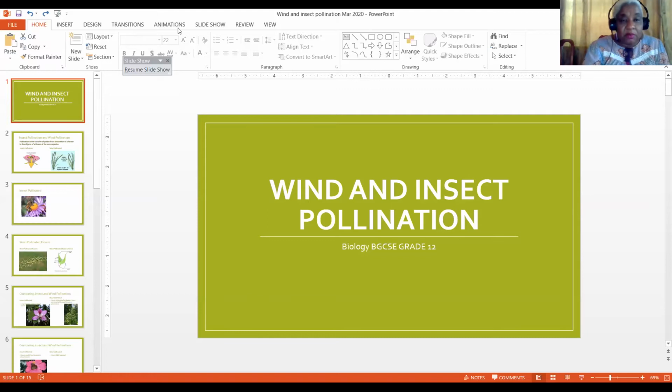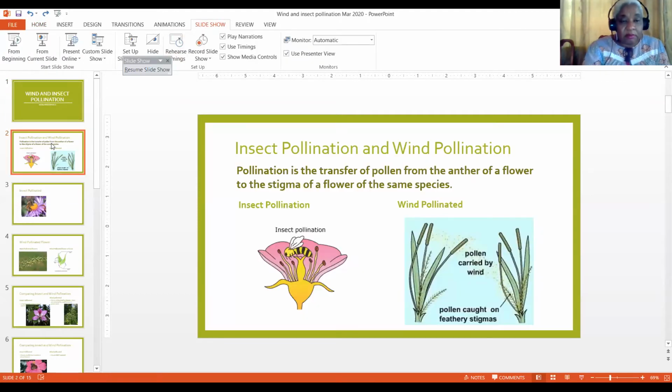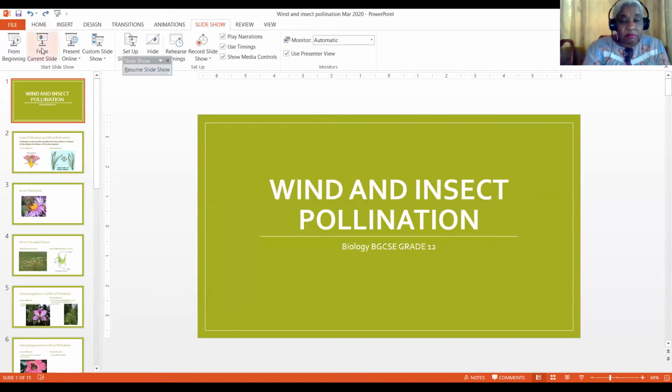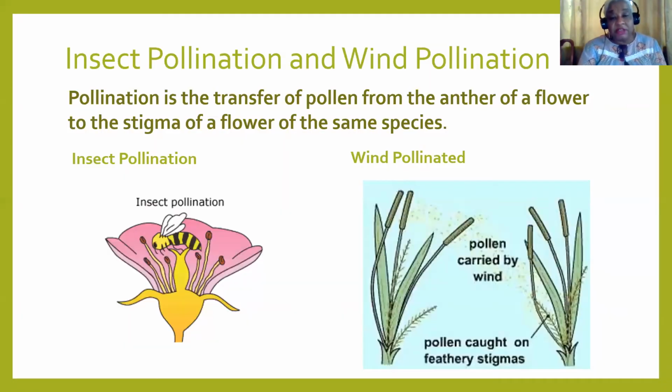Here we go. So insect and wind pollination again. So pollination is the transfer of pollen from the anther of one flower to the stigma of the flower of the same species. You have insect pollination here, and you have wind pollinated, where insects carry the pollen, wind pollinated when wind carries the pollen.